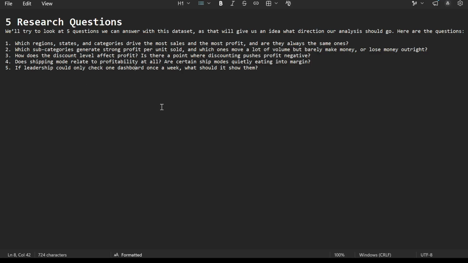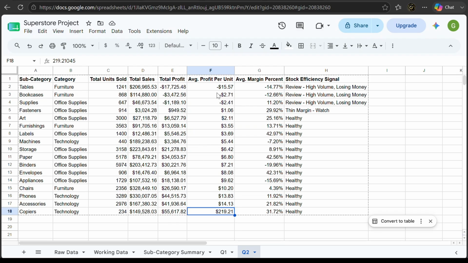Which subcategory generates strong profits per unit sold? Strong profits per unit sold subcategories is what? Copiers. That's the strongest. Everything from art to copiers are taken as what's healthy, right? And the strongest being what? Copiers. That's the very first question answered.